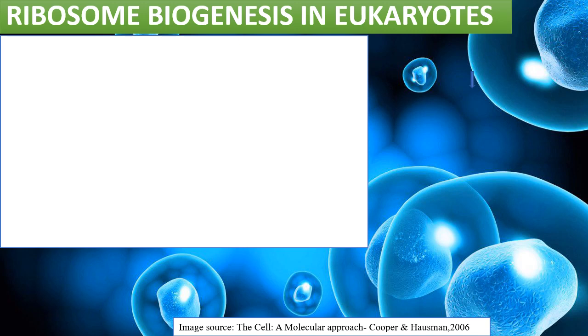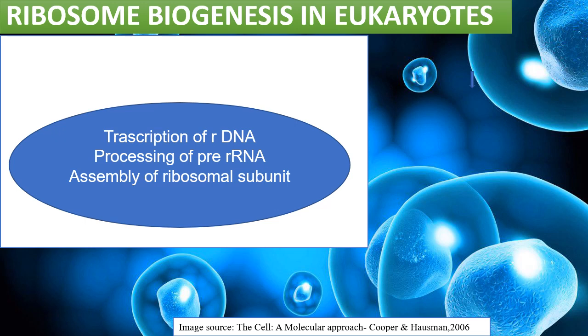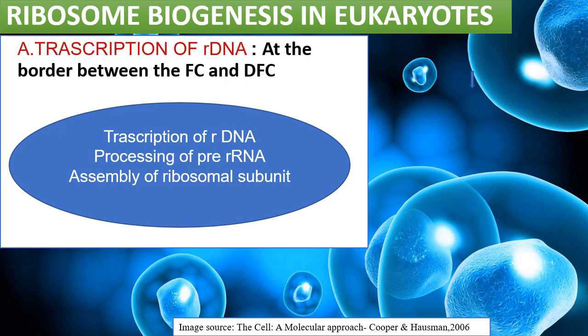Ribosome biogenesis is the main function of the nucleolus, and it is a very long process that has to occur in different steps: the transcription of ribosomal DNA, processing of pre-ribosomal RNA, and assembly of ribosomal subunits. The transcription of ribosomal DNA containing genes for 5.8S, 18S, and 28S ribosomal RNAs occurs largely at the border between the fibrillar center and the dense fibrillar component.